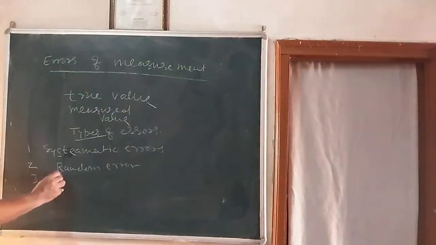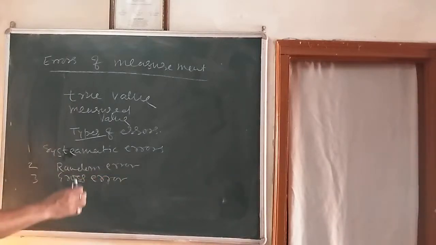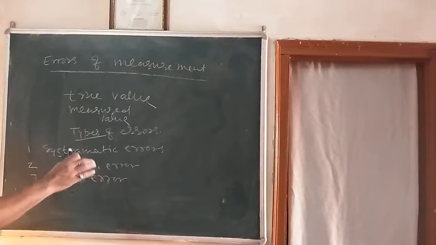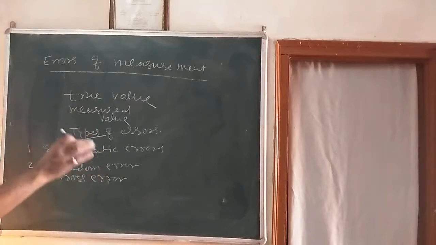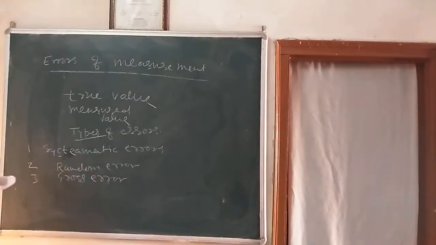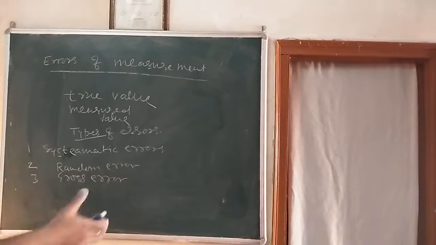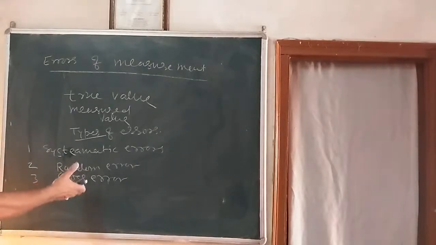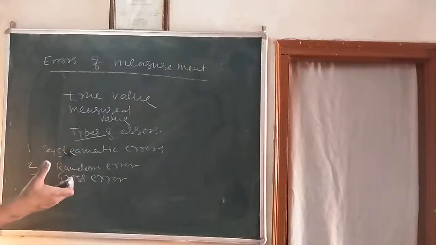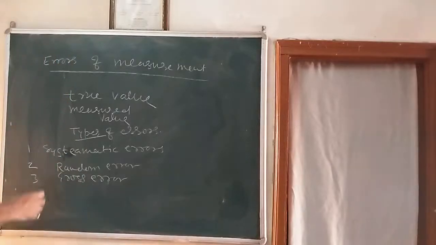Third type of error is gross error. The gross error arises, for example, by reading an instrument without setting it properly. If you have not set the instrument properly and you take the reading, then that type of error is called gross error. Taking the observations wrongly, or not knowing how to do the experiment and still doing it, that type of error may be created over there, so that is called a gross error. Is it clear?